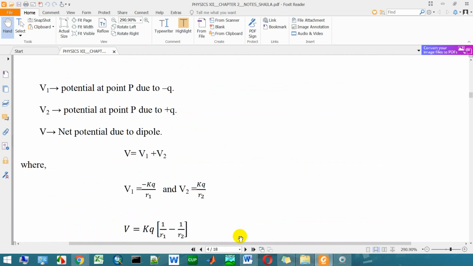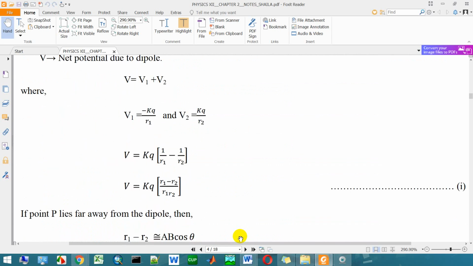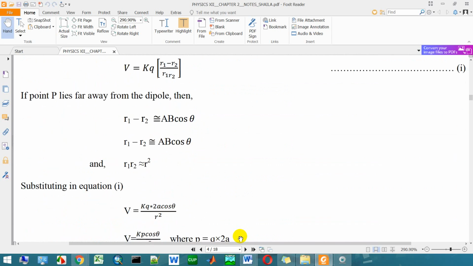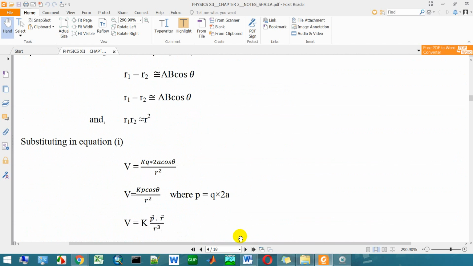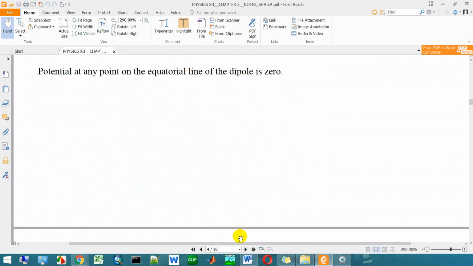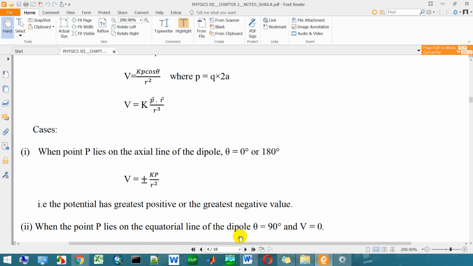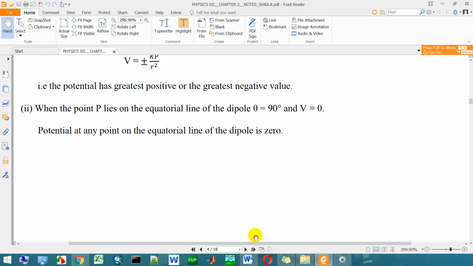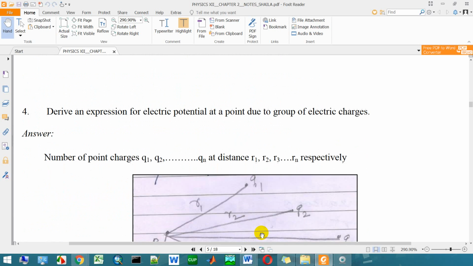So this type of questions or cases, you can get either for MCQ, in fill in the blanks, or in one word answer. So you have to learn it very well. So this is about the potential at any general point due to an electric dipole.